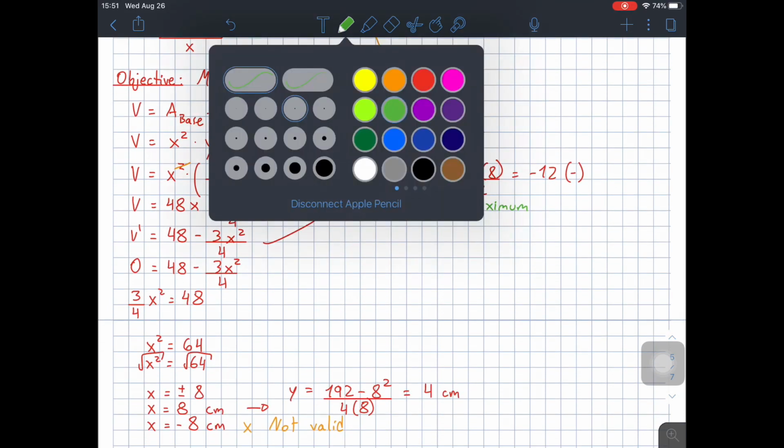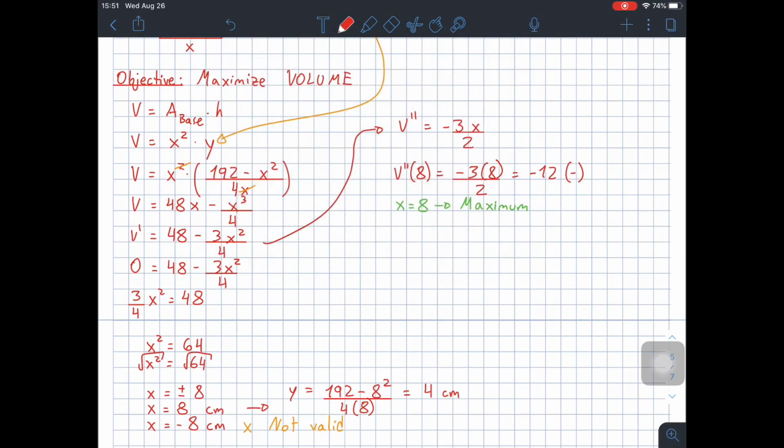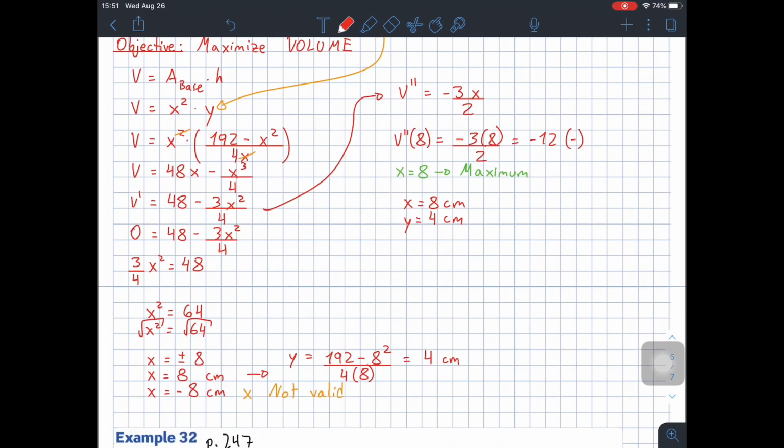So let me write the final answer here. We're going to say that x equals 8 centimeters, y equals 4 centimeters, are the dimensions that maximize volume.